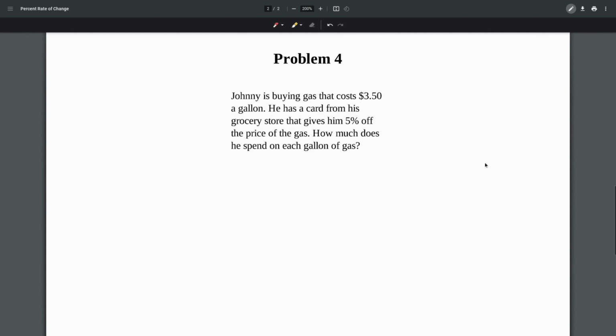So the last one here, we have Johnny. He's buying gas that cost him $3.50 a gallon. He has a card from his grocery store that gives him 5% off the price of gas. How much does he spend on each gallon of gas? Okay. So again, 5% off is going to be 100% minus the 5%. So that's going to give me 95%.